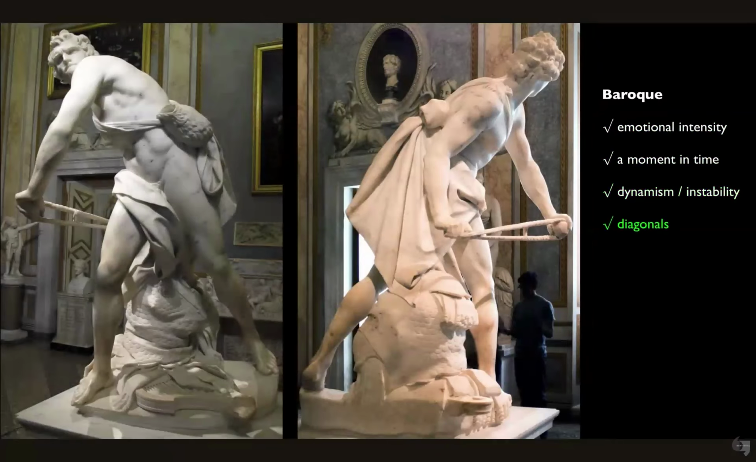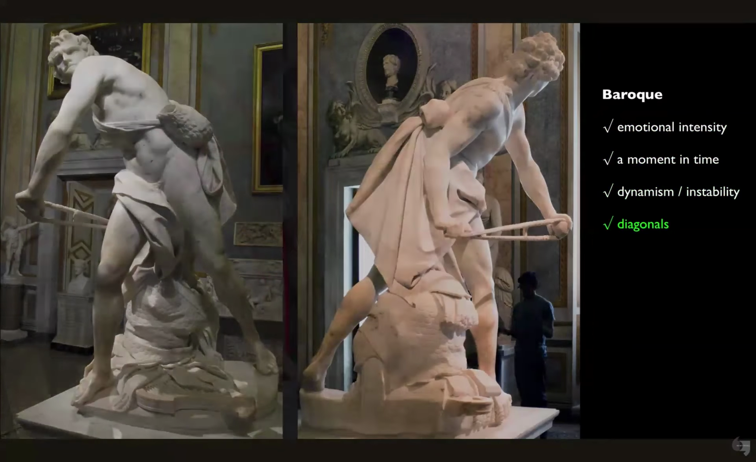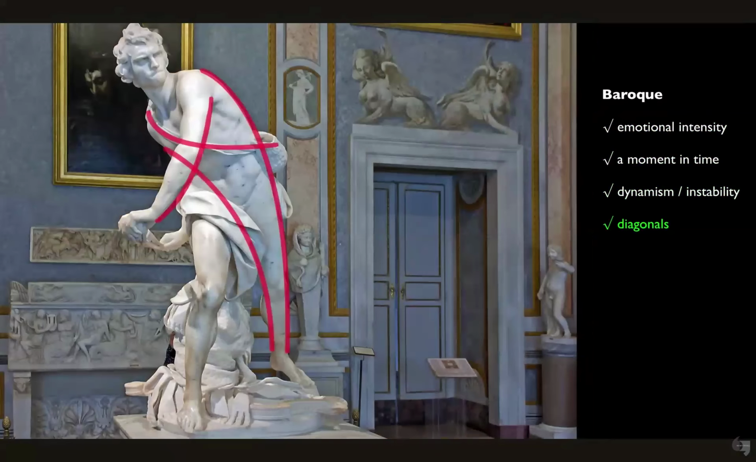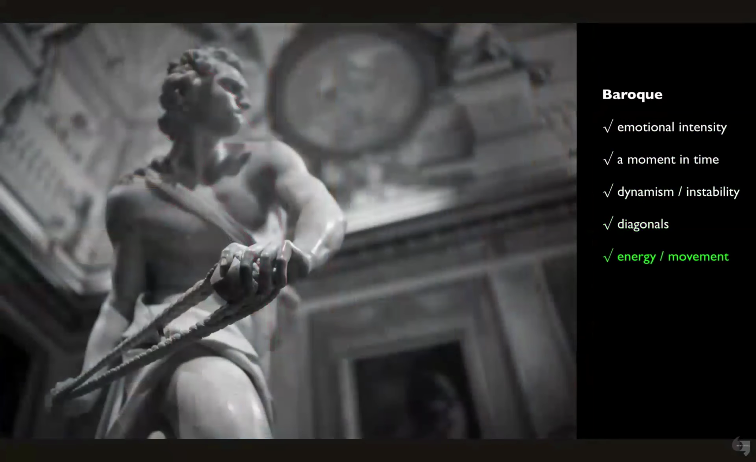We see a diagonal. And it's not just straight diagonals, these are interrelated arcing diagonals. And so there is this tremendous energy that's not only the result of the representation of his body, but it's the very forms and lines that the artist is creating in stone. And that's part of the way that the figure involves us. It moves into our space.